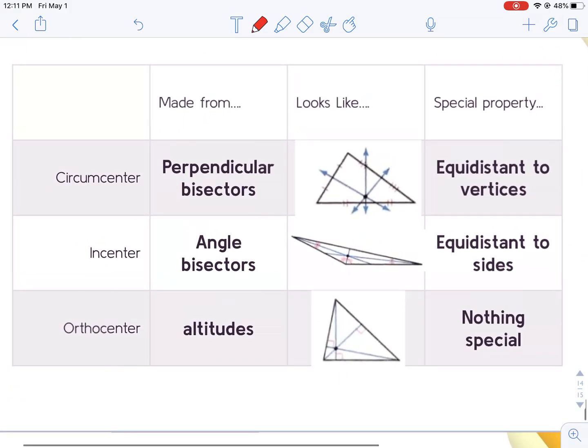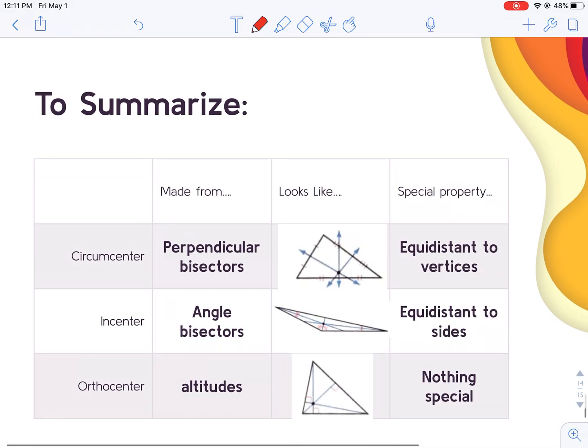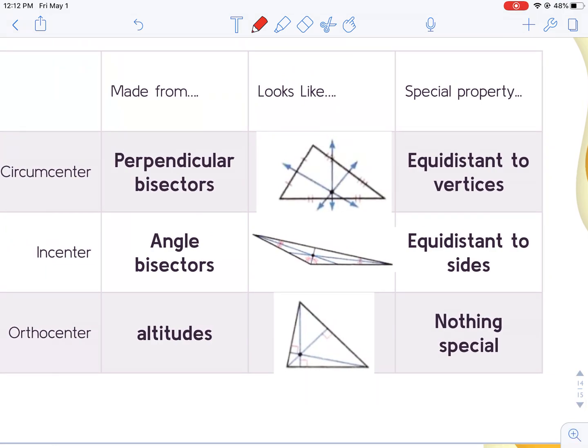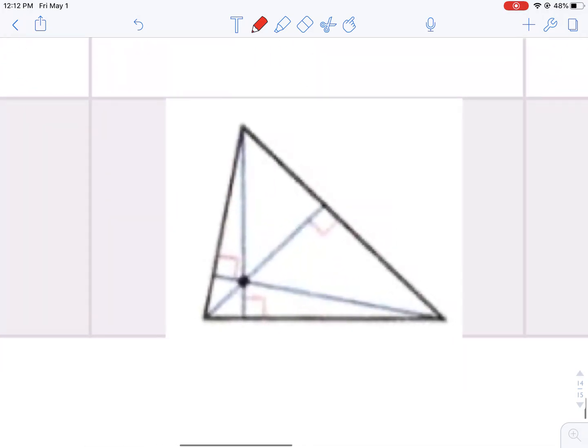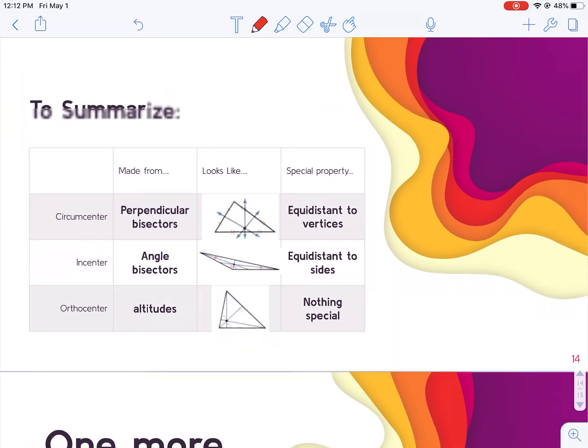So, to summarize, you're using perpendicular bisectors to find the circumcenter. You'll get a picture that looks something like this, and it is equidistant to the vertices, to the points. Your incenter is made from angle bisectors. Its picture looks something like this, and it's equidistant to sides. And your orthocenter is made from altitudes. It looks something like this, but there are no special properties about it.